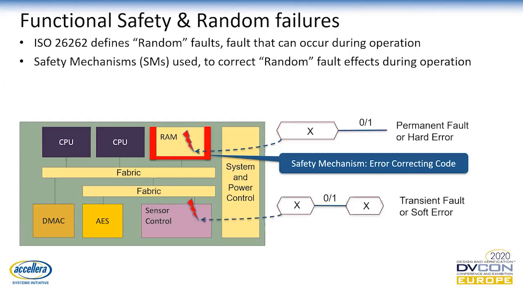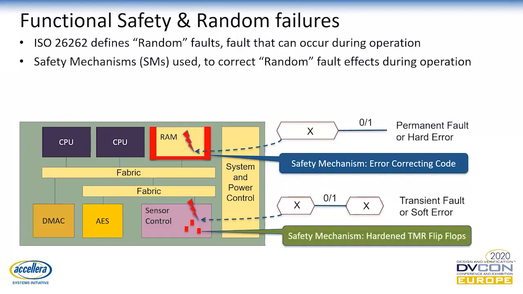The same is the case at the central sensor control. You have a fault that occurs. The output is temporarily made 0 or 1, which we call a transient fault or soft error. What could be the safety mechanism? The safety mechanism could be a hardened TMR flip-flop, right?